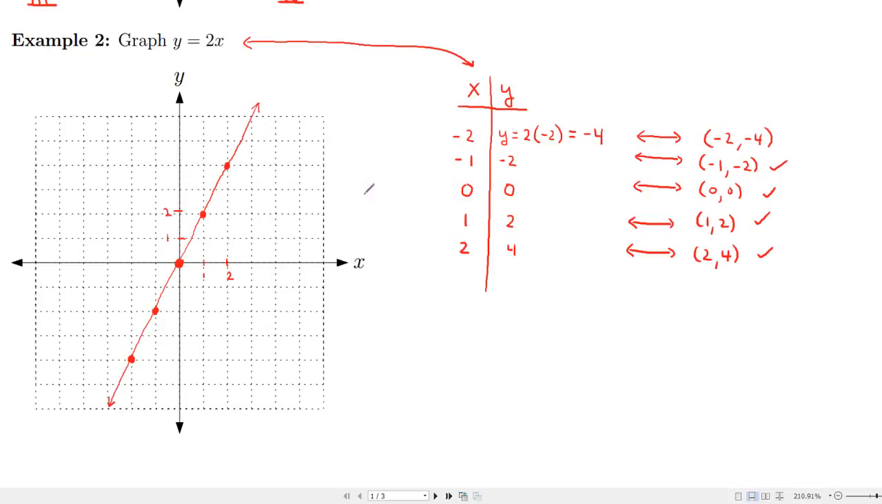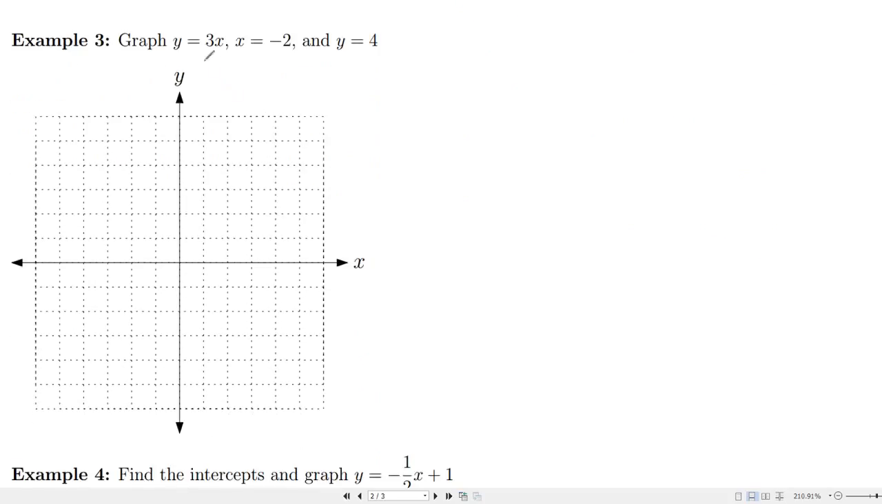So let's continue on to another example. All right, so let's graph 3 things in one graph. We're going to graph that equation, this equation, and this equation. We could actually use the same technique as above. So we'll have x values and y is equal to 3x, right? We can start to pick some arbitrary x values, maybe -1, -2, 0, 1, and 2.